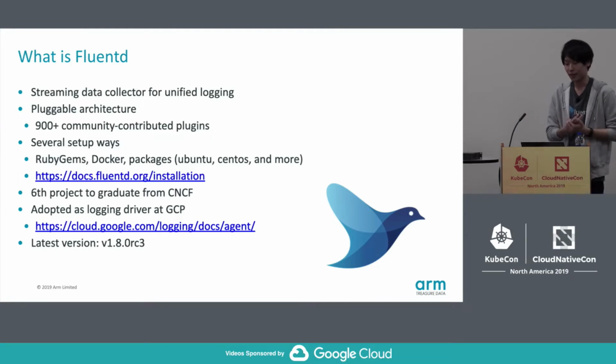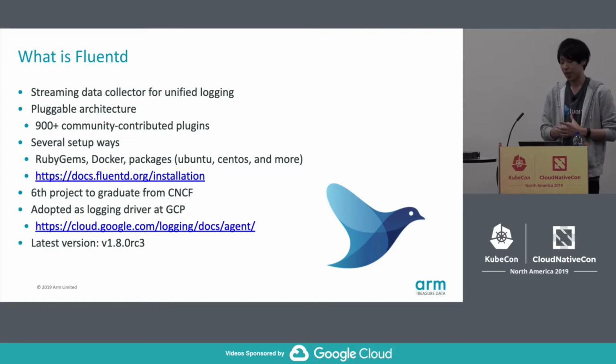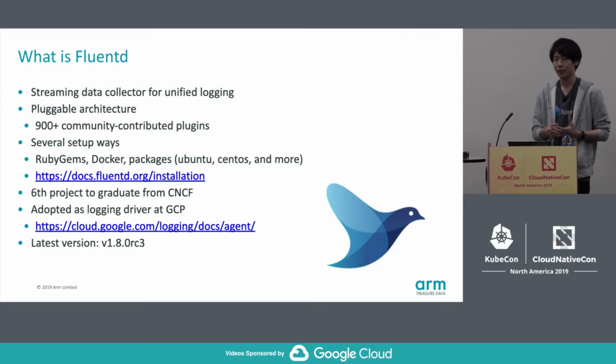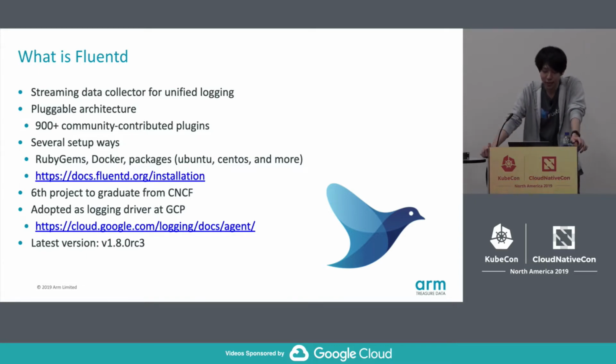To begin with, I'll talk about the overview of Fluentd. Fluentd is an open source data collector. Fluentd is designed for handling streaming data with low latency. Fluentd has a flexible plugin system which allows users to extend its functionality. There are more than 900 community-contributed plugins. And Fluentd is implemented in Ruby. Users can use all Ruby libraries to implement their own Fluentd plugins.